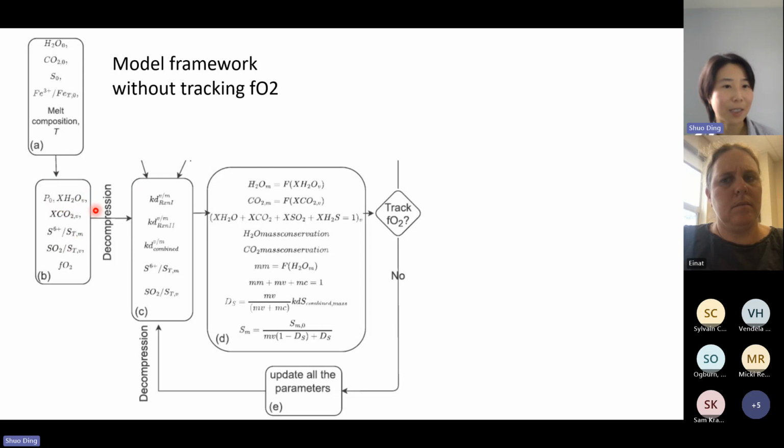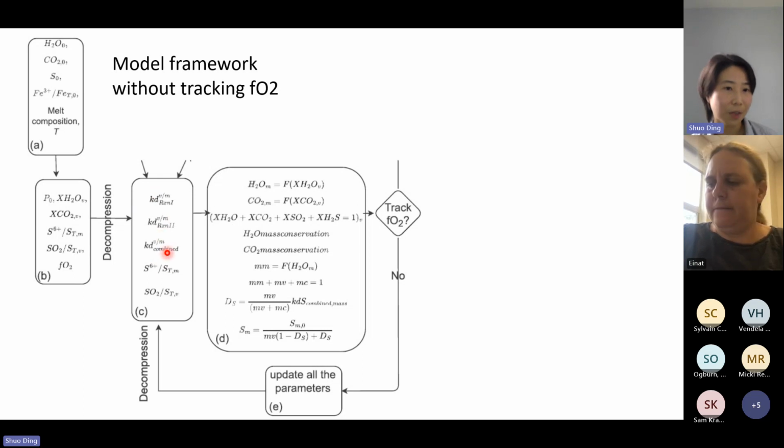So when decompression starts, it will drop the pressure a little bit. And at this time, sulfur starts to partition into the vapor phase. The way it decides is to first calculate the KD for reaction 1 and reaction 2, and then the combined KD. And all these will be calculated using the previous step, right? All the conditions from the previous step. That's why the pressure step needs to be very small, so that everything barely changes. This is especially important when you also want to track the FO2 change. Otherwise, it will be very difficult to find a good solution.